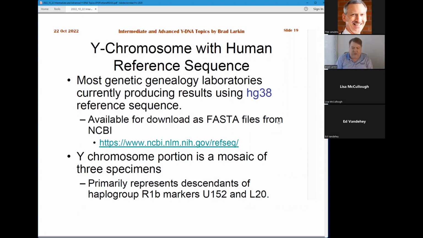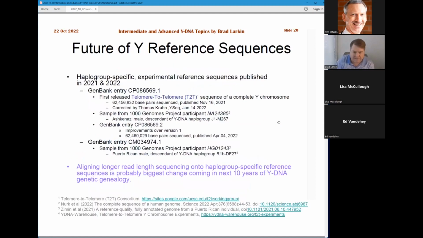HG38, you can download the FASTA file. The Y chromosome portion of the HG38 assembly, the human reference sequence, is actually composed of a mosaic, I think, of 3 specimens. Primarily those 3 were descendants of R1b, markers U152 and L20. So in the future, we have things like the telomere to telomere project, which is doing complete sequencing of one person and outside of R1b in many cases.